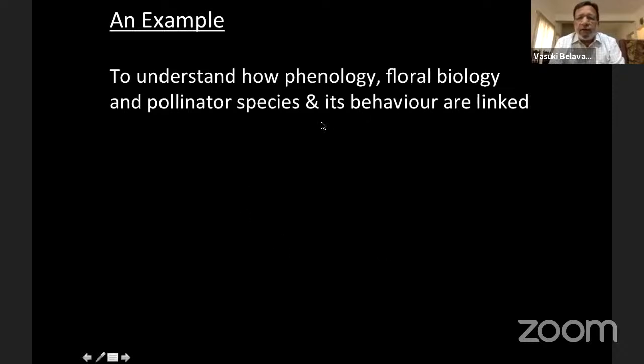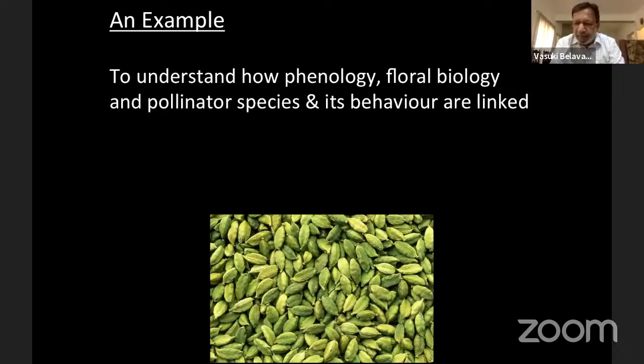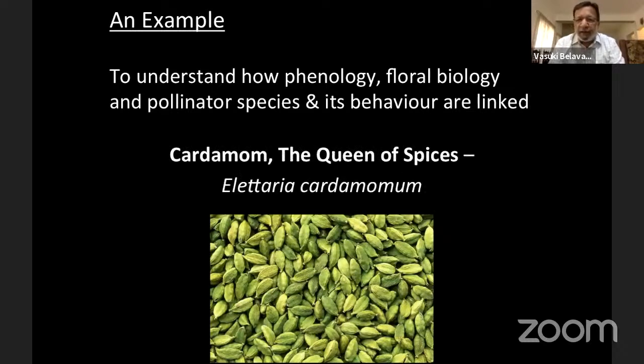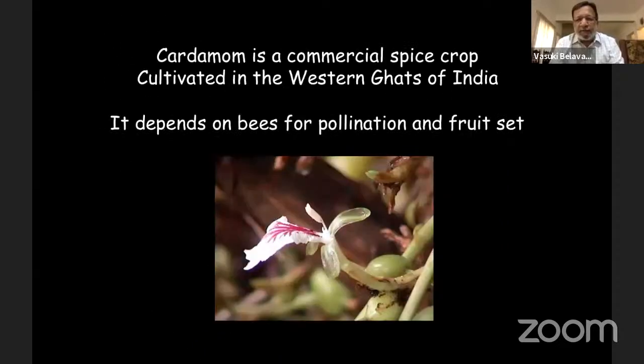So how phenology, floral biology, and pollinator species and their behavior are linked. I use the example of cardamom, on which we have worked. I have some first-hand experience on this. That's the reason why I take this example. Cardamom is the queen of spices, Elettaria cardamomum. So this is the flower of cardamom.